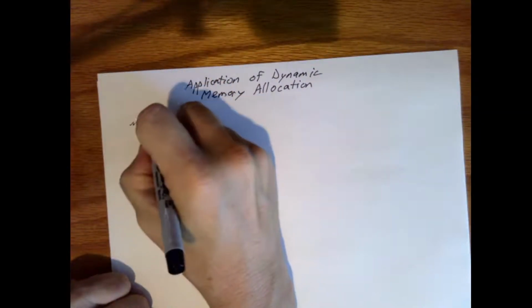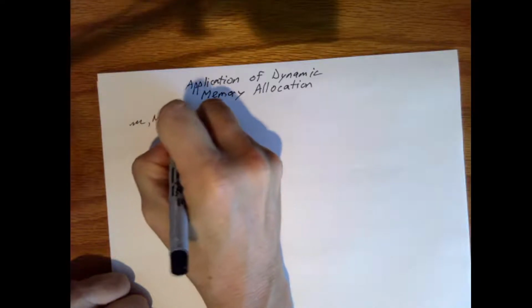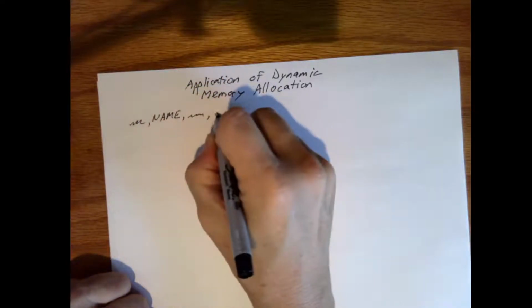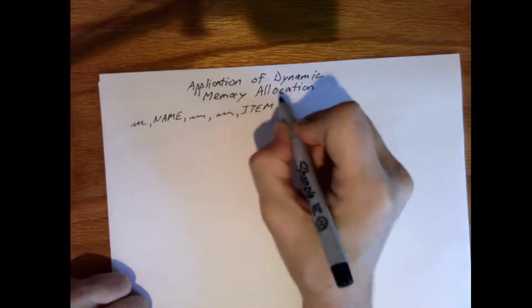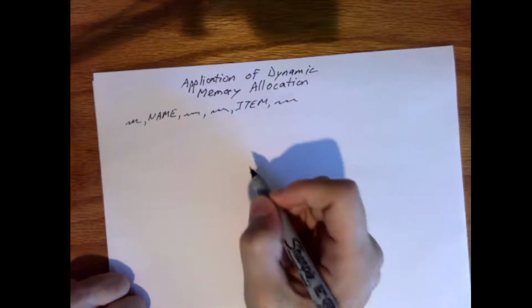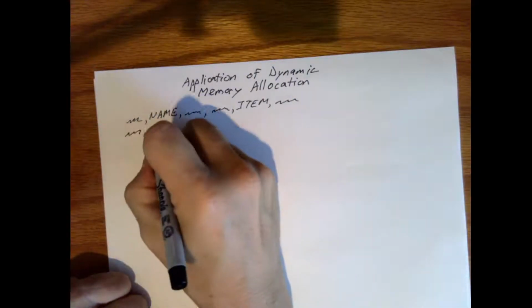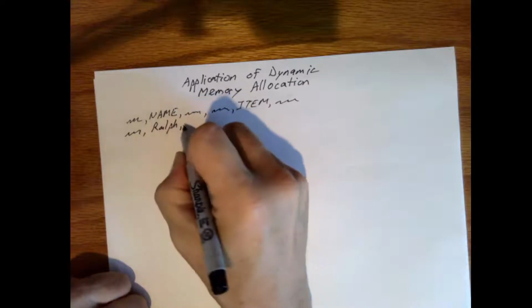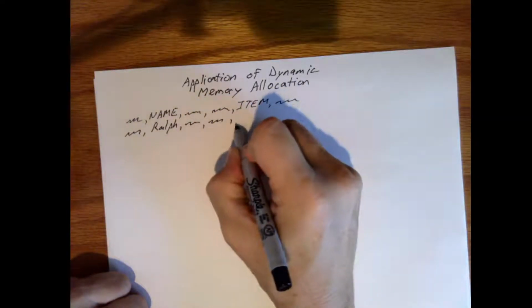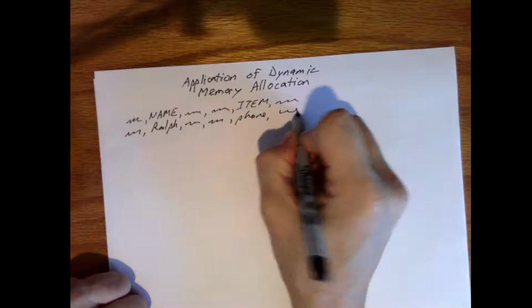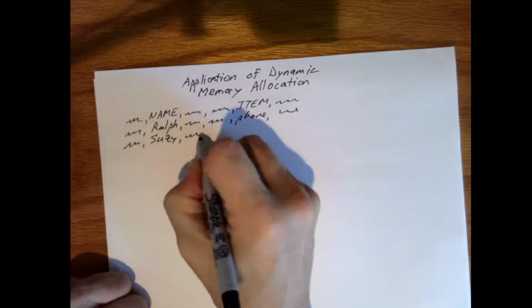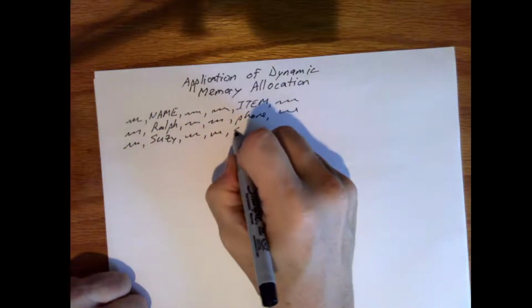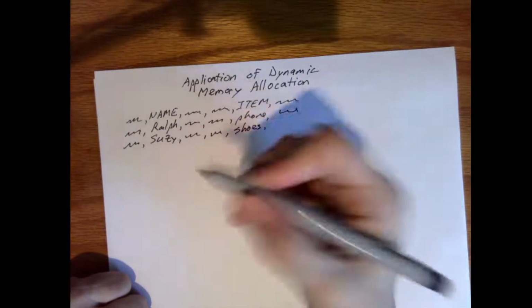Some garbage, comma, name, garbage, comma, item, garbage. And then we have garbage, Ralph, garbage, phone, garbage, Susie, garbage, shoes, is one of the possible items, and so forth.